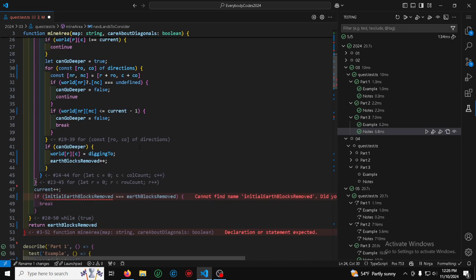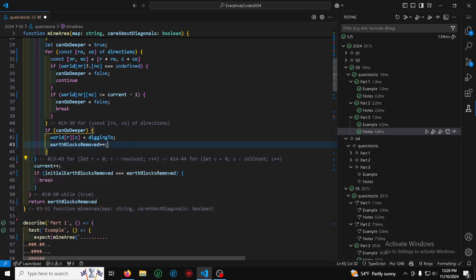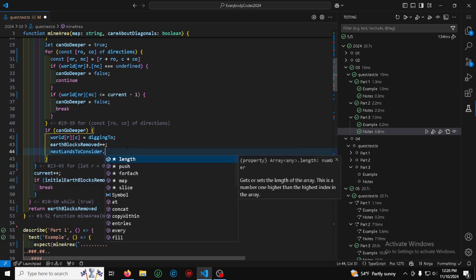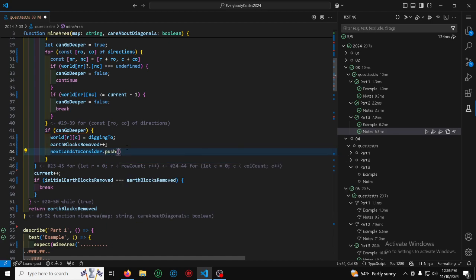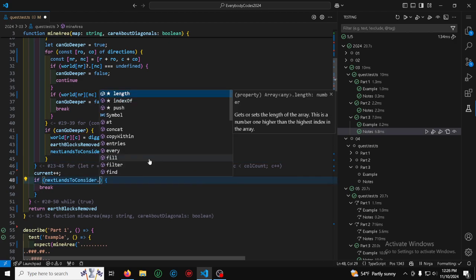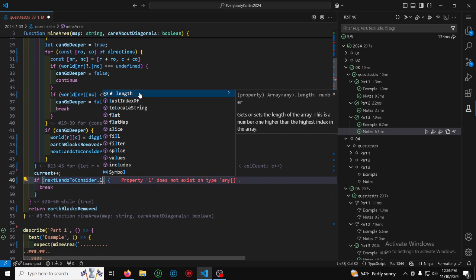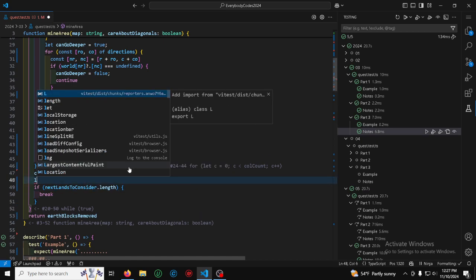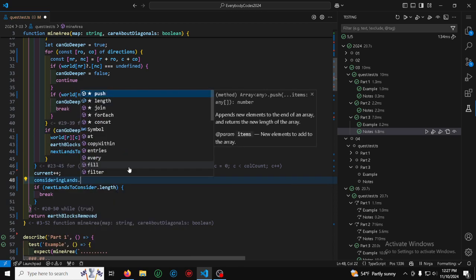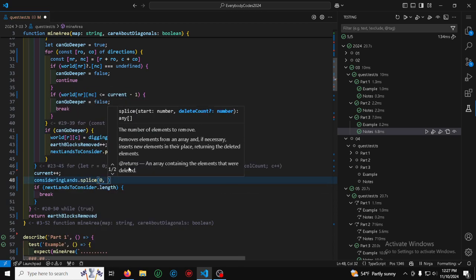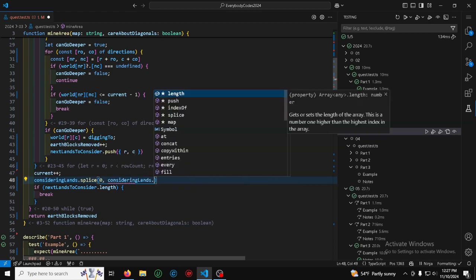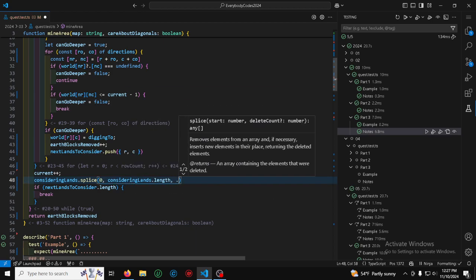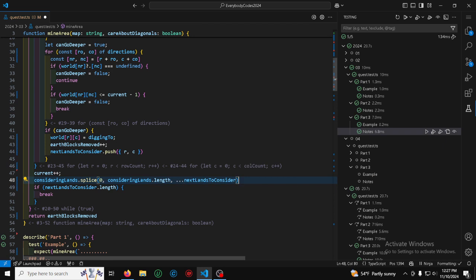Next lands to consider. So let's drop one of them curlies. There we go. Next lands to consider. Push RC. And then this trick, we don't have to look at the counts. We can just say, hey, if there's no next lands or if next lands to consider or considering lands, splice 0, lands.length, and we just want to add all of next lands to consider.